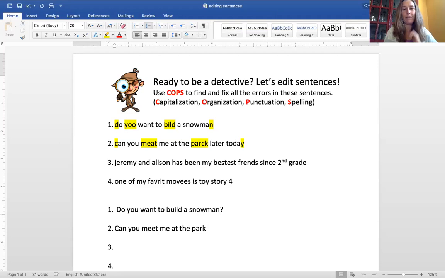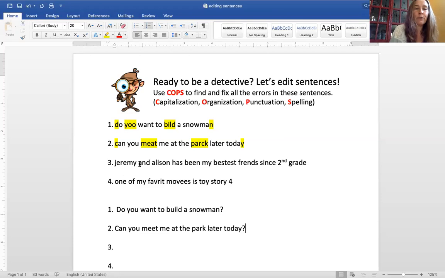But I know from reading that word that it doesn't really look right. I also can think about rhyming words. Park, bark. Maybe I can remember how to spell bark and that helps me with park. Later today, this is a question. Can you meet me at the park later today? So I'm putting a question mark.